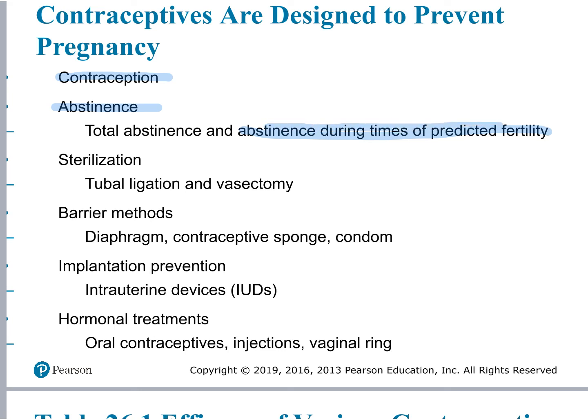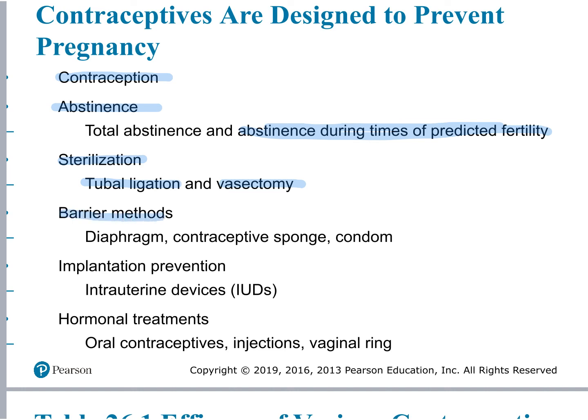All right, and then we have sterilization, which includes tying the tubes, tubal ligation. That's where they clip the uterine tubes, tie them off so that the egg cell will not make it to the uterus, or the sperm cells can't make their way to the egg cell. And then we have the vasectomy. That's where they remove part of the vas deferens, which is why it's called the vasectomy. So tubal ligation is the female reproductive system. Vasectomy is the male reproductive system.